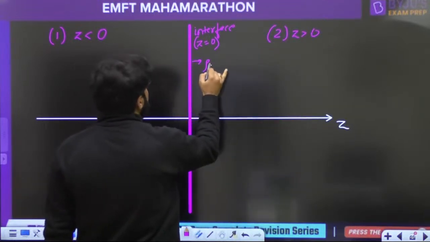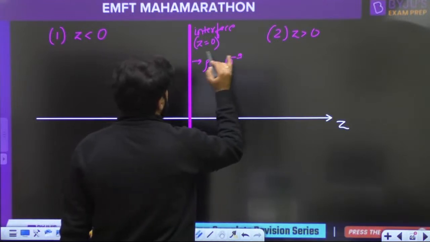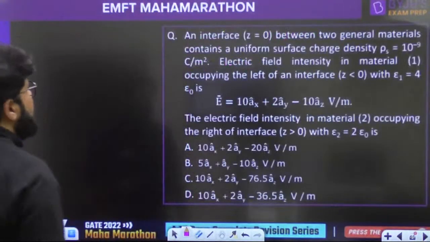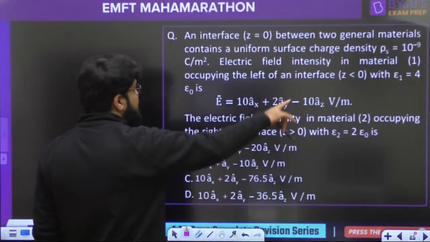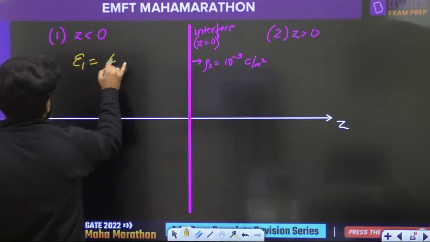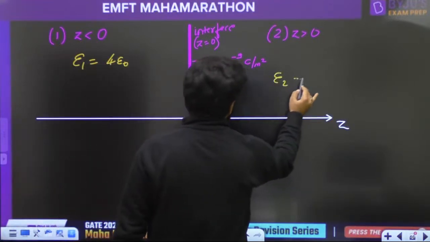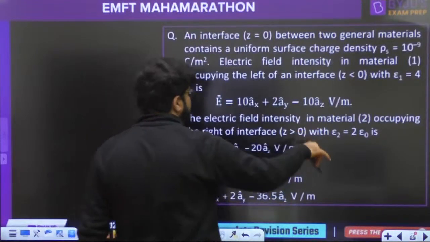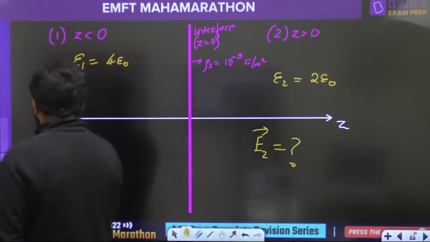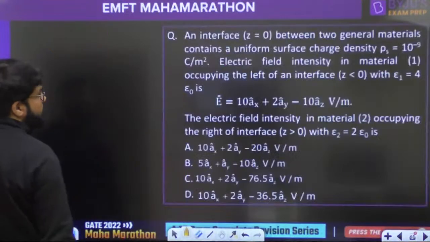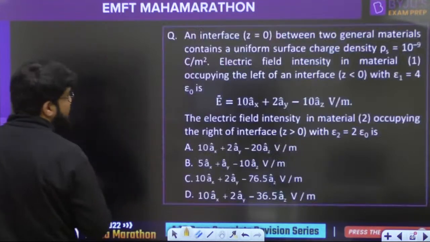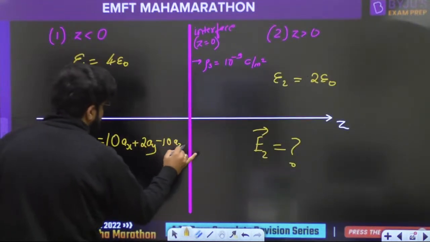Acha, the interface carries some surface charge density that is given by the value 10 power minus 9 coulomb per square meter. Okay ji, chalo. Right, in the region 1, Z less than 0, epsilon 1 is equal to 4 epsilon naught. यहाँ पे epsilon 1 is given by the 4 epsilon naught and here the epsilon 2 is given to you second region में, that is the 2 epsilon naught. What is the electric field in the second region? ये पूछा है. Whereas the electric field to the left of the interface is given to me: 10ax plus 2ay minus 10az volt per meter.